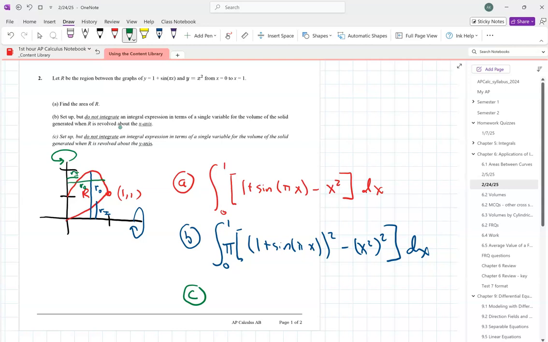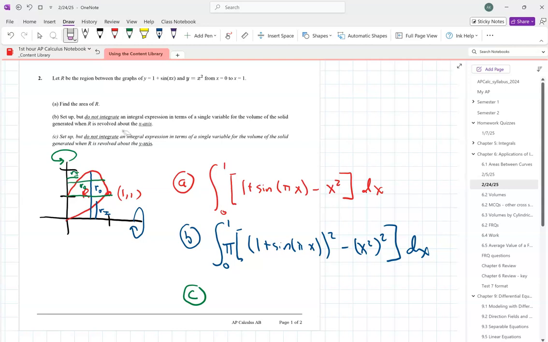So you could do this two different ways. You could break this into two three-dimensional chunks and do a shell for the top half, and then just an easy disk method for the bottom half. Totally doable to do that.